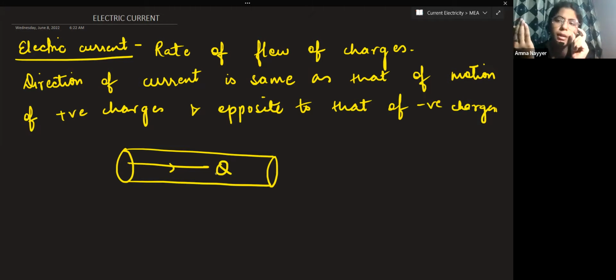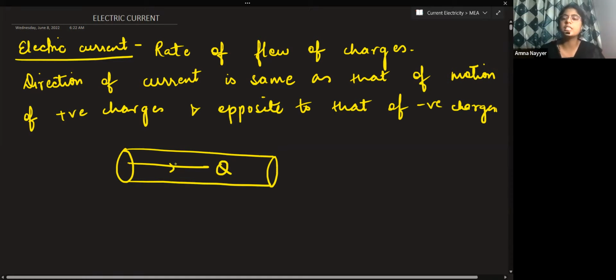So from the term rate only, you can conclude what electric current is. Electric current means rate of flow of charges, that is, how much charge is flowing in 1 second. If I start the timer at t is equal to 0 and I allow the charges to flow, then at t is equal to 1 second, I stop the timer. Whatever is the amount of charge that has flowed within this span, we call this an electric current.